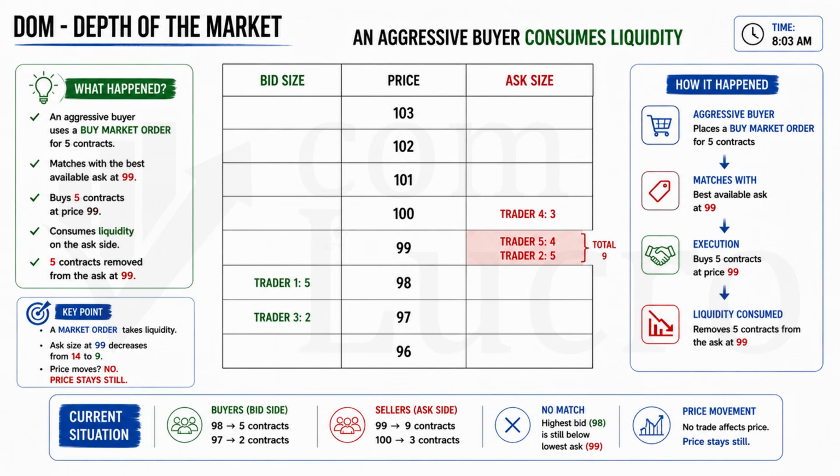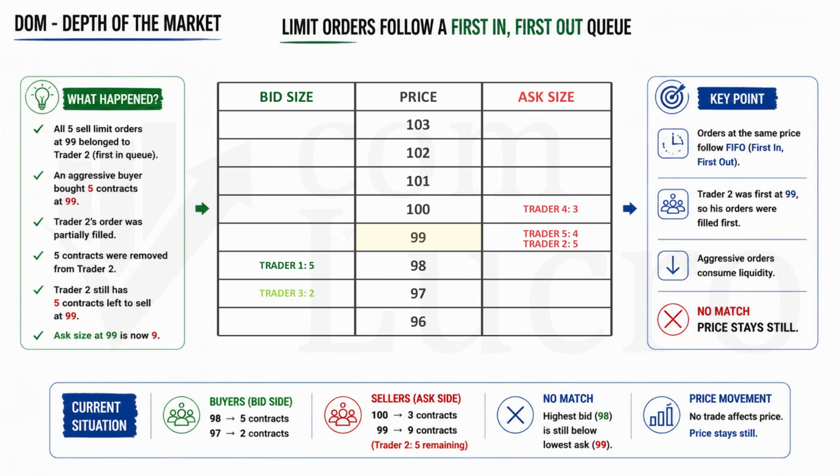By doing this, he clears 5 sell limits on the ask side at 99. This reduces the ask size at 99 from 14 to 9. All these 5 sell limits at 99 belonged to Trader 2, who came first. Therefore, Trader 2 still has 5 contracts left to sell, waiting for more aggressive buy market orders at the price of 99. There are now 9 sell limits remaining.